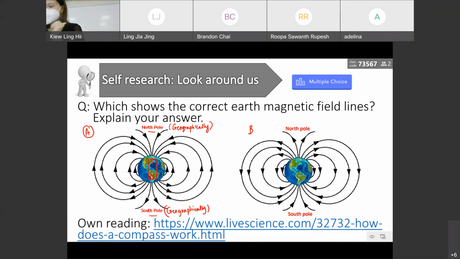So that's why when we place a compass anywhere here, the compass will always follow the direction of the magnetic field. Magnetic field going up from magnetic north pole to magnetic south pole.